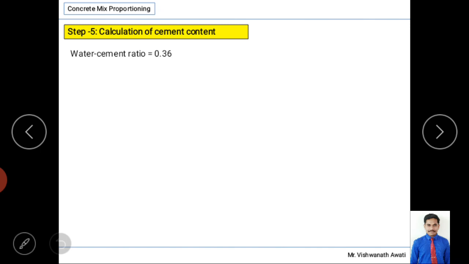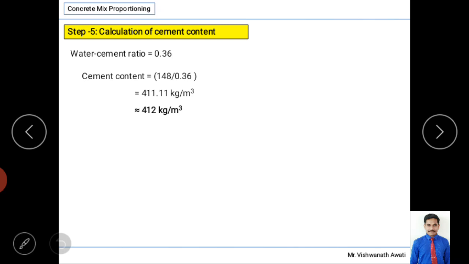Here we have a ratio of water by cement. For calculation of cement, we send cement to the left side, and take 0.36 to the right side. Then we can calculate easily, right? Cement content is equal to water content divided by the ratio. So 148 is the water content.